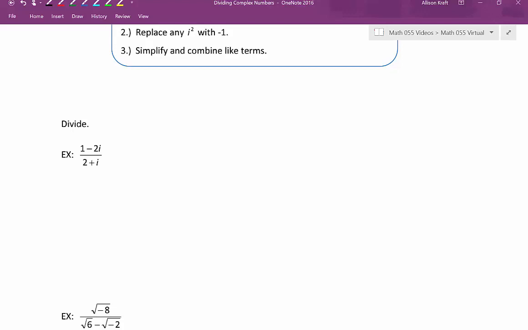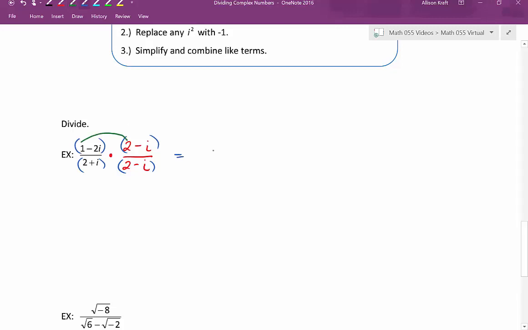So let's divide 1 minus 2i by 2 plus i. Since we have a binomial complex number in the denominator, we're going to multiply the numerator and the denominator by the conjugate, 2 minus i. Put all my parentheses around to help me with my multiplication. And we'll distribute in the numerator.